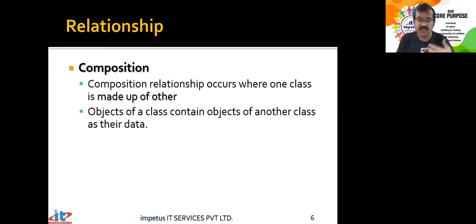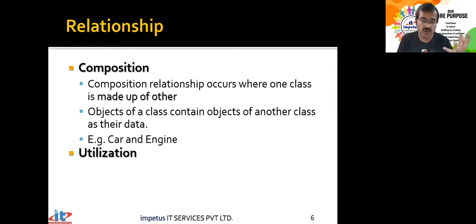So one object contains objects of another class as its data. Car and engine is what we are talking about. You cannot have a car without an engine. The car cannot function as a car. It cannot deliver the services of a car and so on.